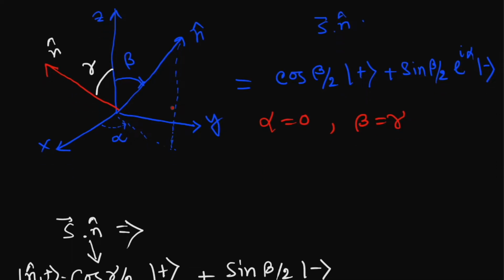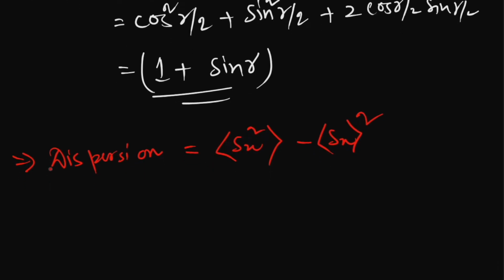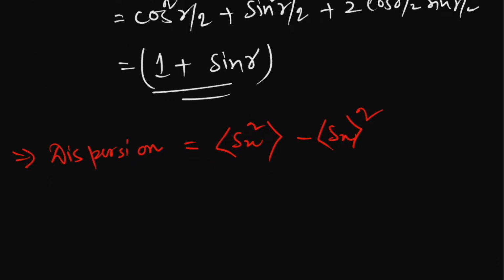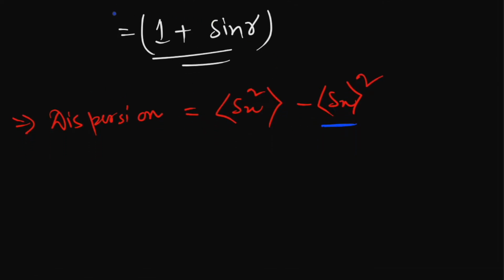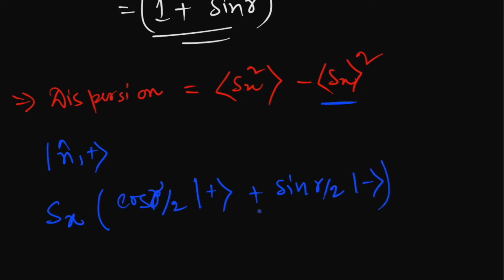As we know, similarly we can write dispersion in other terms. We can write dispersion is equal to the expectation of Sx square minus the square of the expectation of Sx. So first calculate the expectation value of Sx in this state n cap plus. So Sx on cos gamma by 2 plus plus sine gamma by 2 minus.